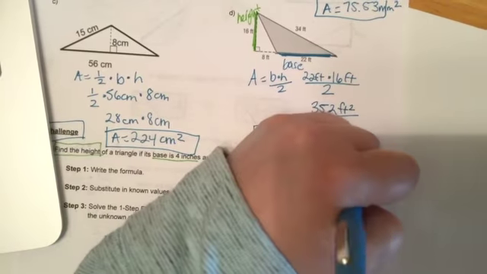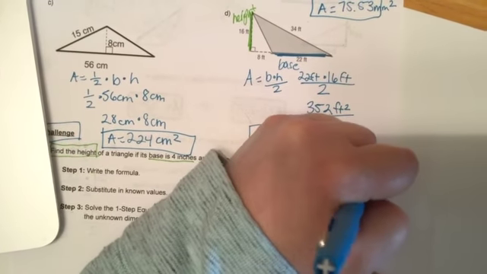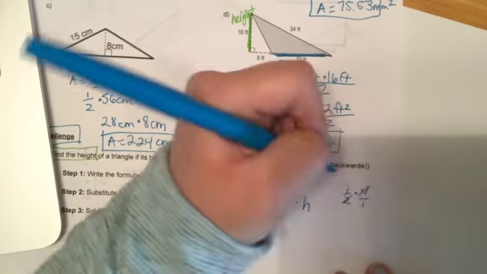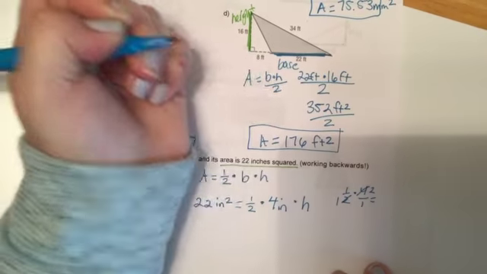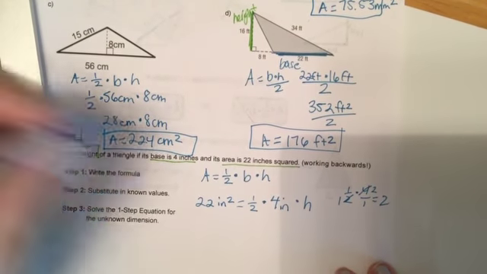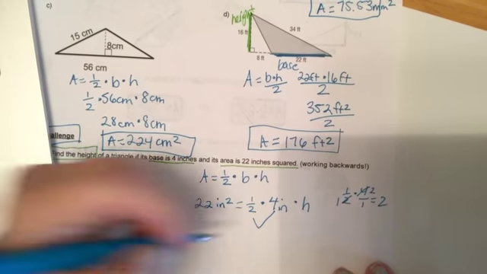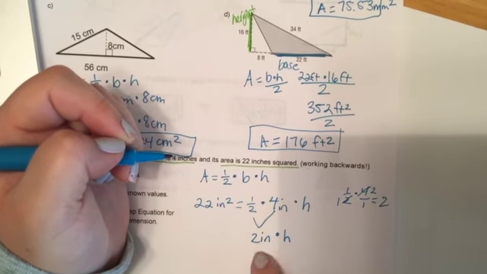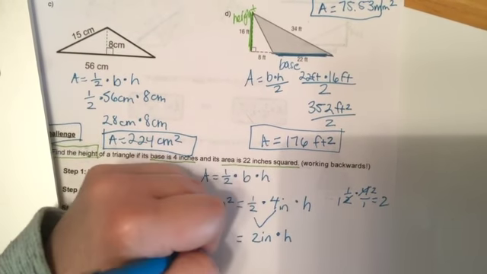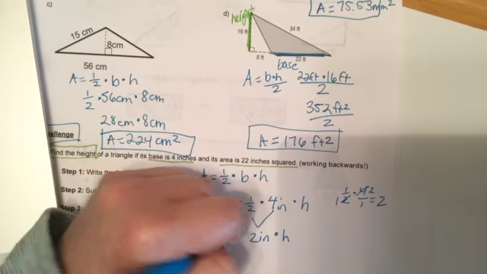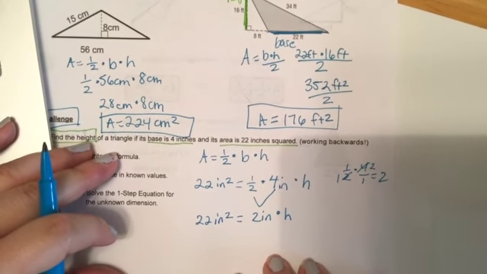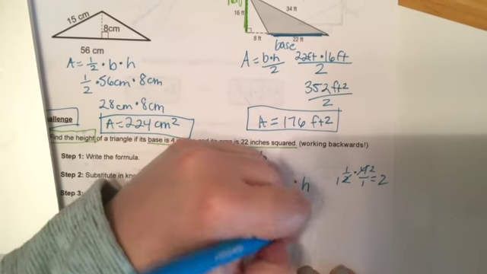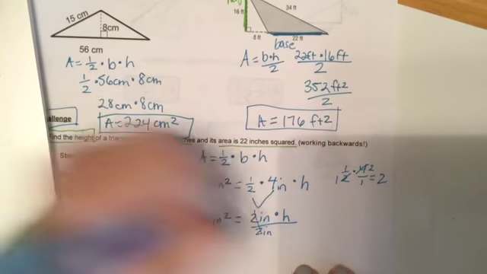So off on the side of my paper, if I take 1/2 times 4/1, I can go ahead and cross cancel, and I end up just getting an answer of 2. So I know that 1/2 times 4 inches is really just 2 inches. And then we need to bring down the times h. And we can set that equal to our 22 inches squared. So now we're just solving a one-step equation. So instead of multiplying by 2 inches, we want to divide by 2 inches, which cancels out.